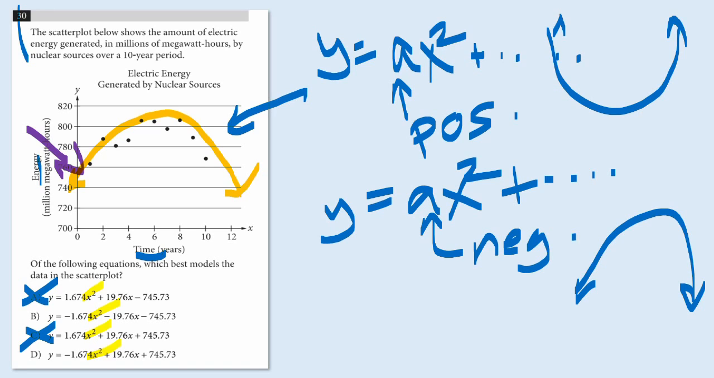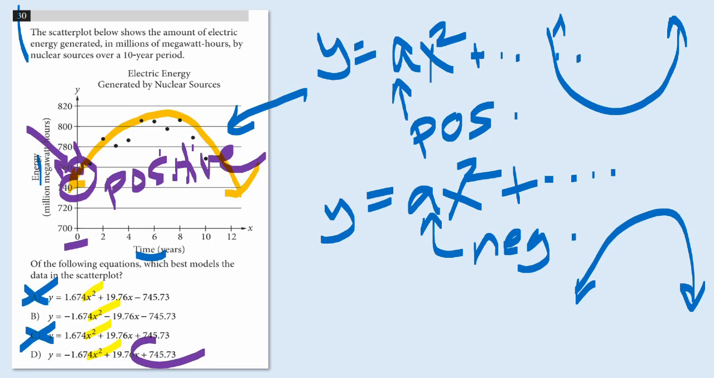So this y-intercept is positive. That means that when x is equal to 0, y has a positive value. And if we look at B and D, there's only one of those that has a y-intercept that's positive. So we've immediately seen that D is the correct answer choice.